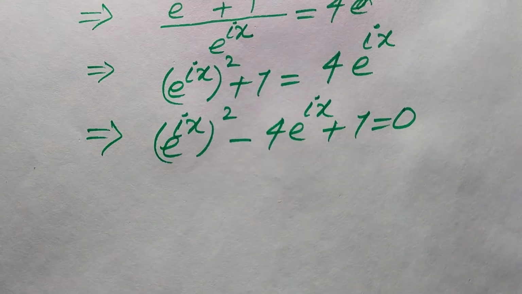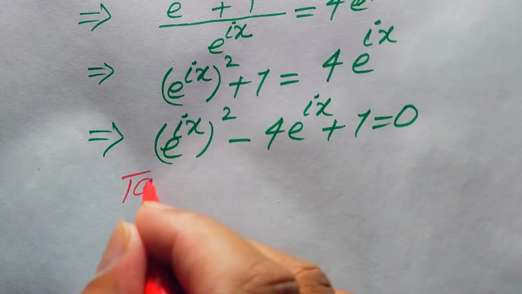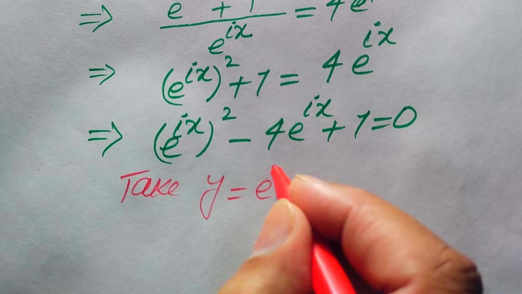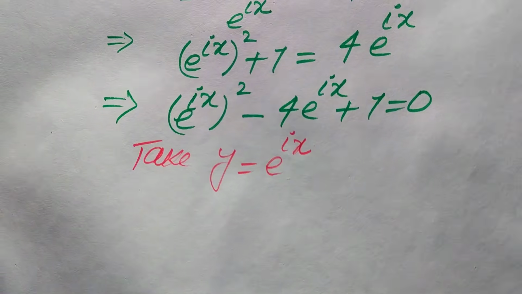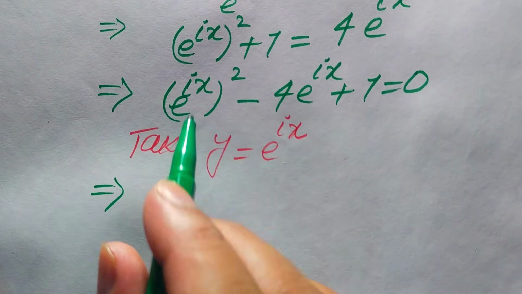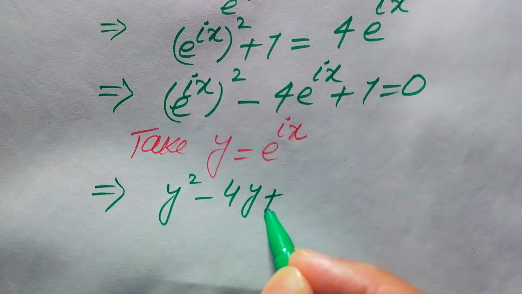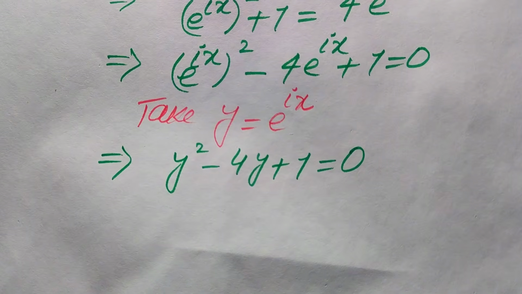So here we need to convert this exponential equation into a simple algebraic form. For this we will take y equal to e to the power of iota x. When we choose y equals e to the power of iota x, our equation is written in this form. We substitute this value, and it becomes y squared minus 4 times y plus 1, and this whole equation is equal to 0.